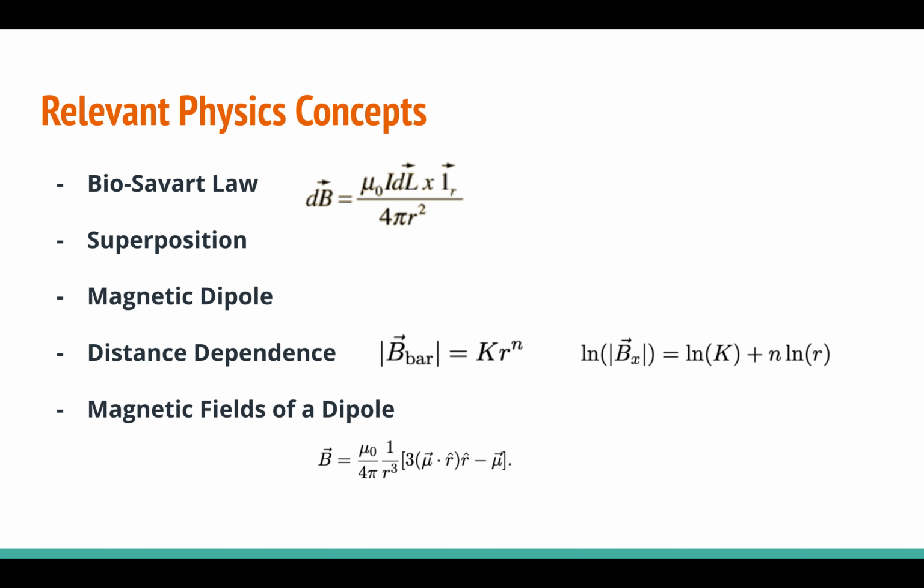The distance dependence equations according to the Biot-Savart law and relationship between distance and magnitude were utilized to calculate values for K and therefore the magnetic dipole. And finally, we used the equation for the magnetic field of a dipole to calculate the off-axis magnetic fields, which were then translated into our GlowScript code.